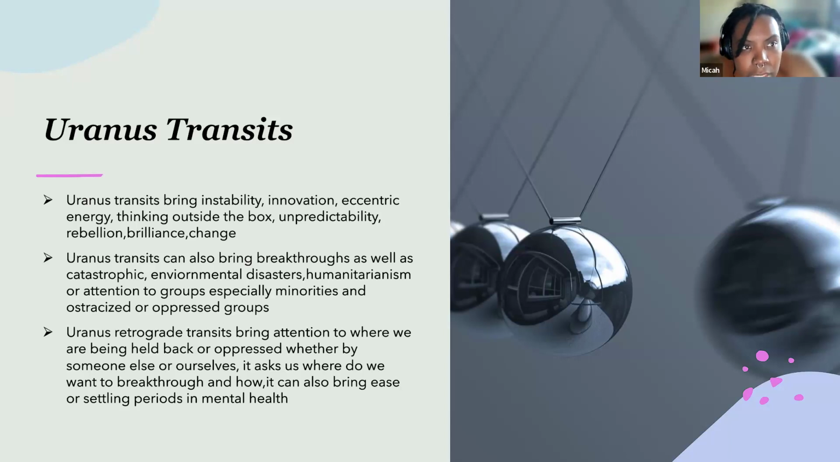So Uranus is not only going to be earthquakes and breaks in the earth, it can also be breaks in the psyche as well. Uranus not only has to do with catastrophic environmental issues, but it can also have a lot to do with mental health issues as well.